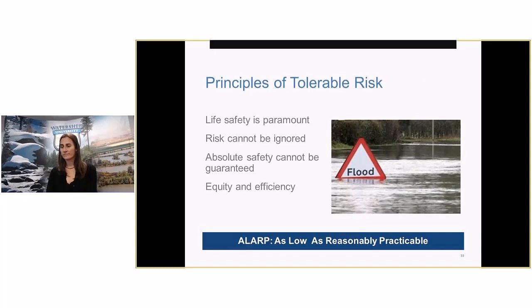And when we look at deciding on levels of tolerable risk, we can take into account issues like equity and efficiency. Our goal ought to be ALARP, a term that you may have heard, which is as low as reasonably practicable. That is, we want to make investments that are as low as reasonably practicable to get the residual risk to levels that we can tolerate.